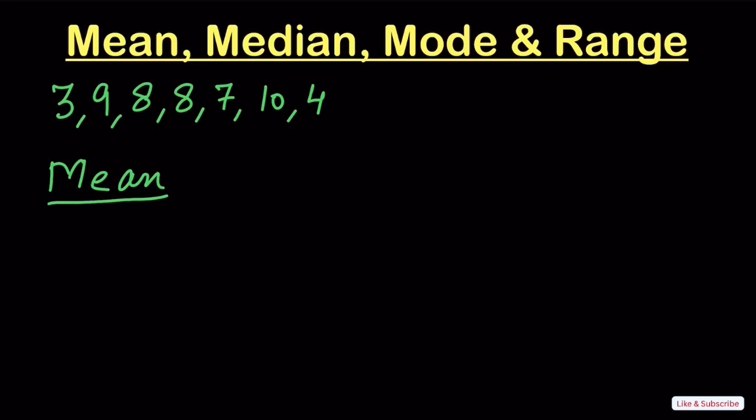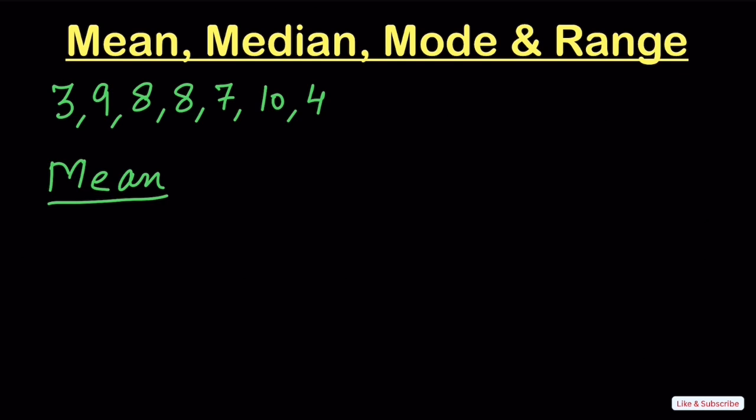In this video, we will learn about mean, median, mode, and range of the given data. So let's say these are the scores achieved by 7 students in a math quiz, and their values are 3, 9, 8, 8, 7, 10, and 4.